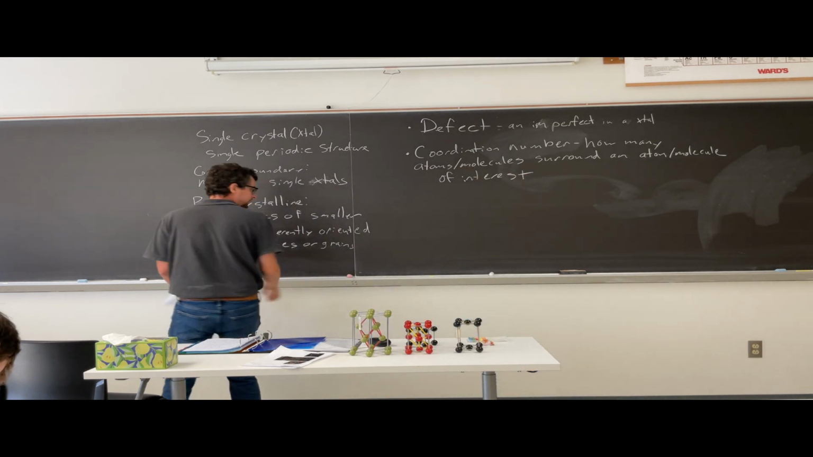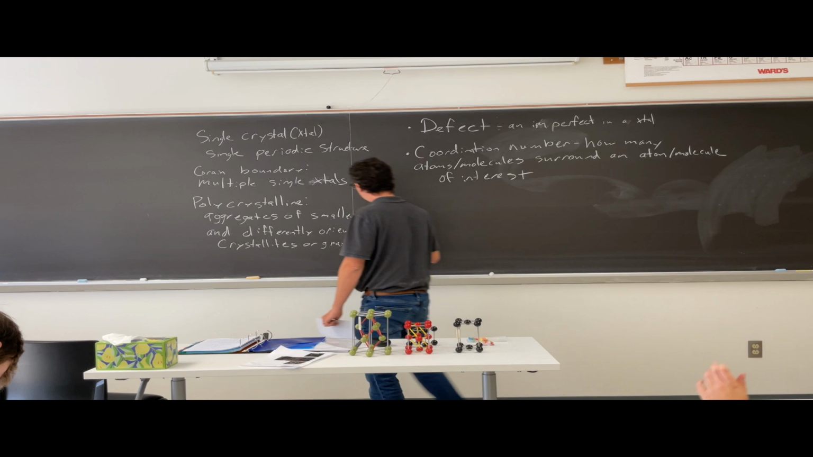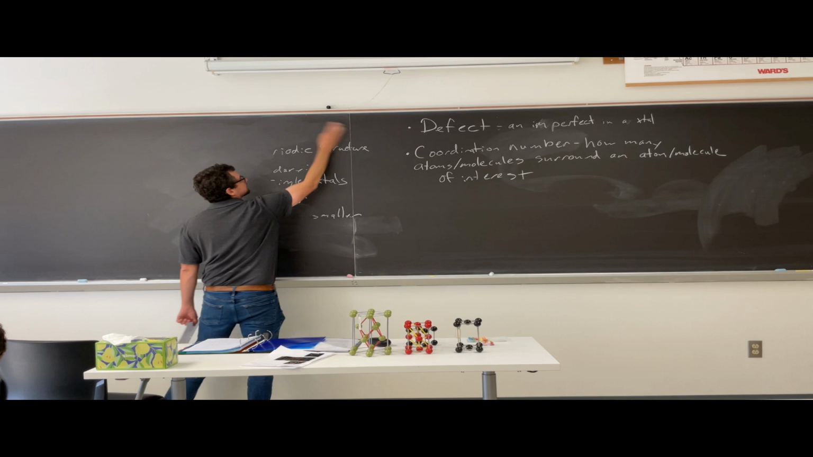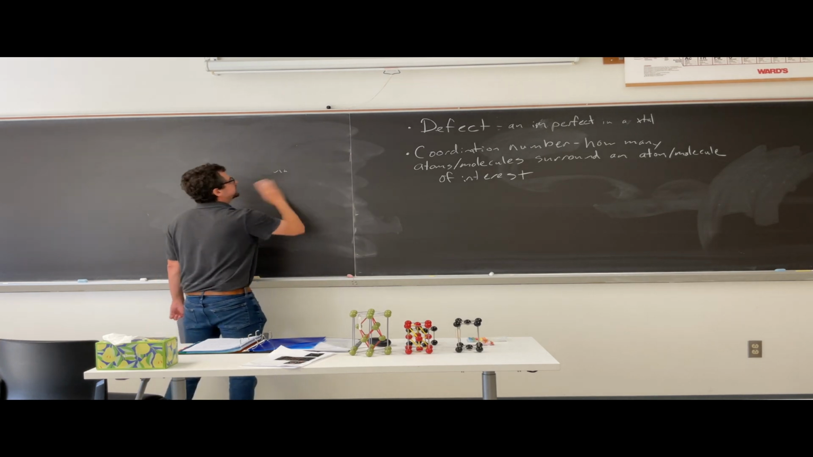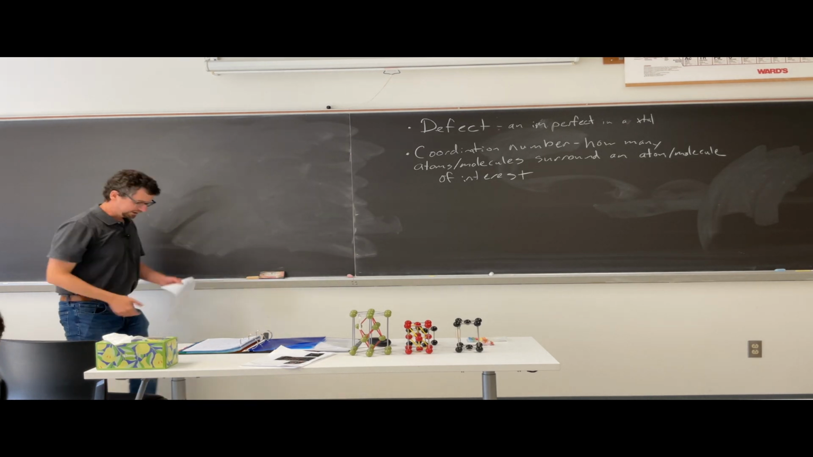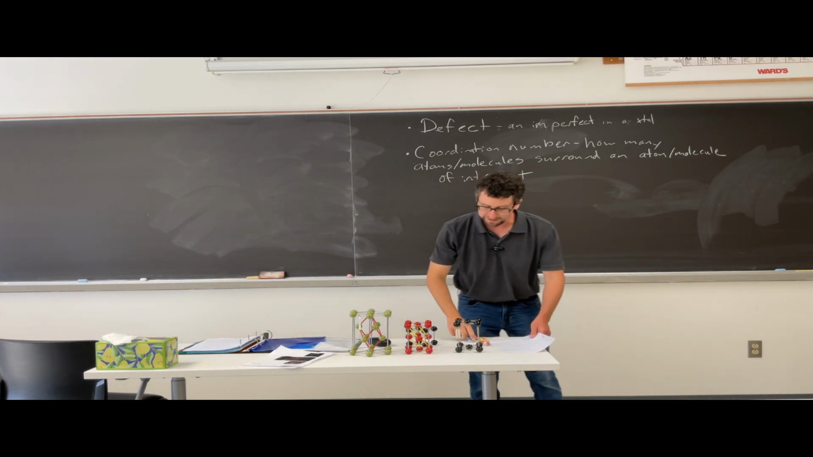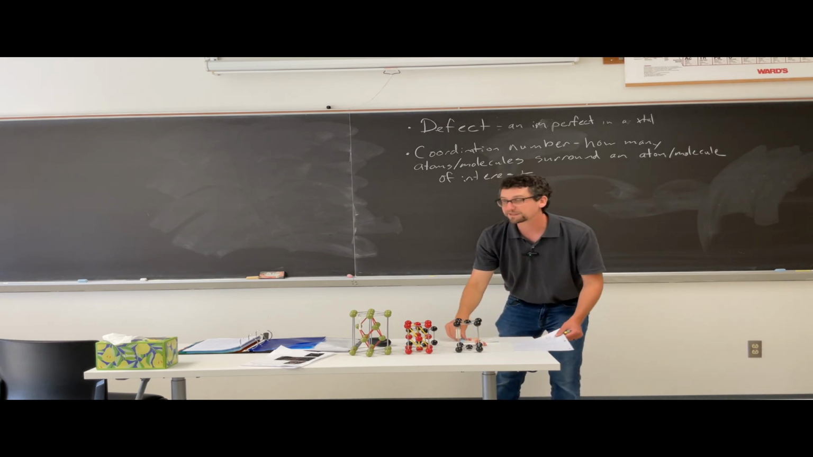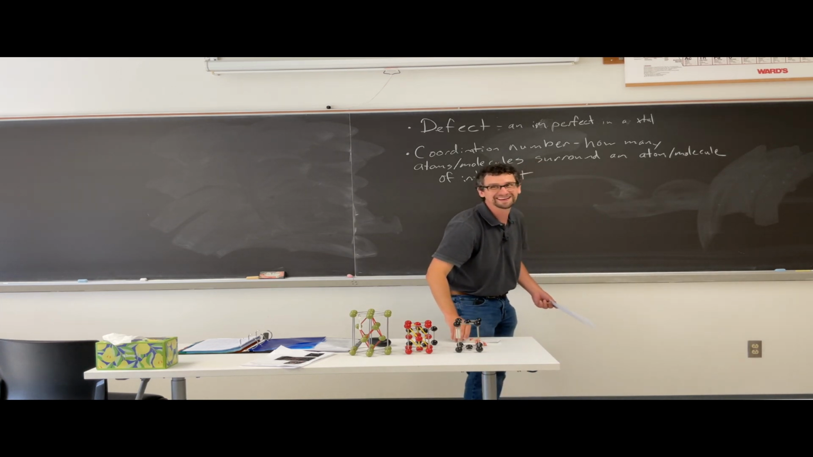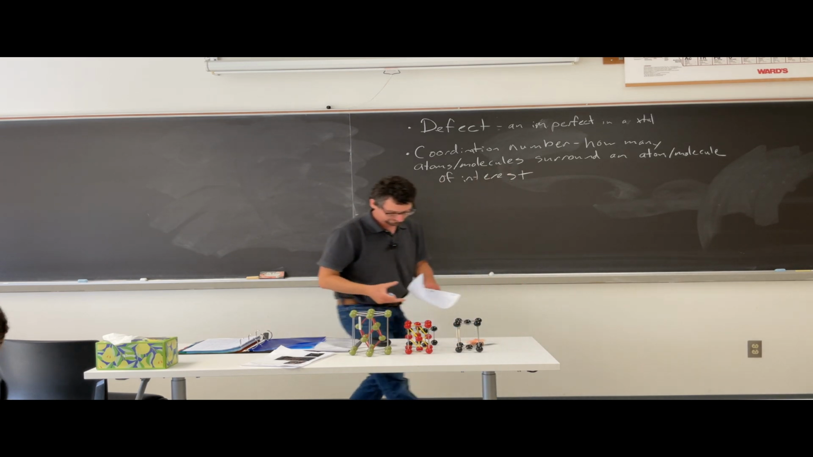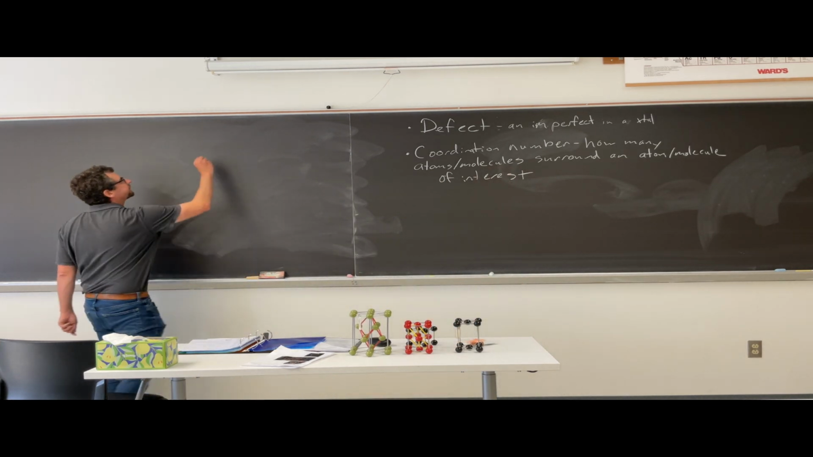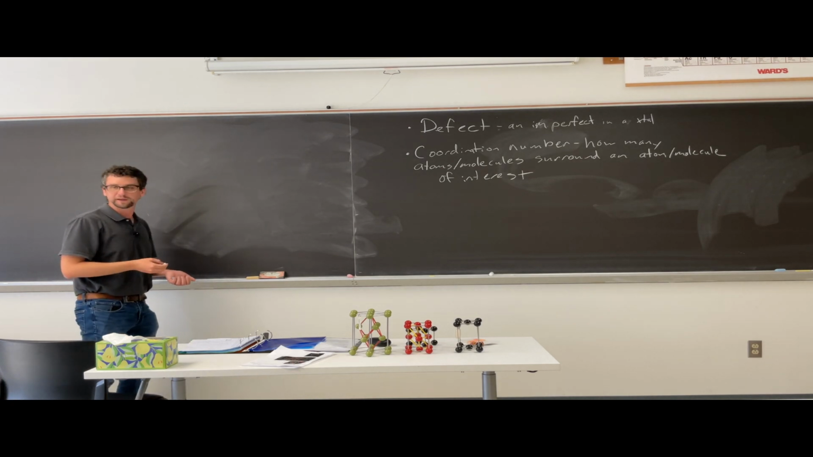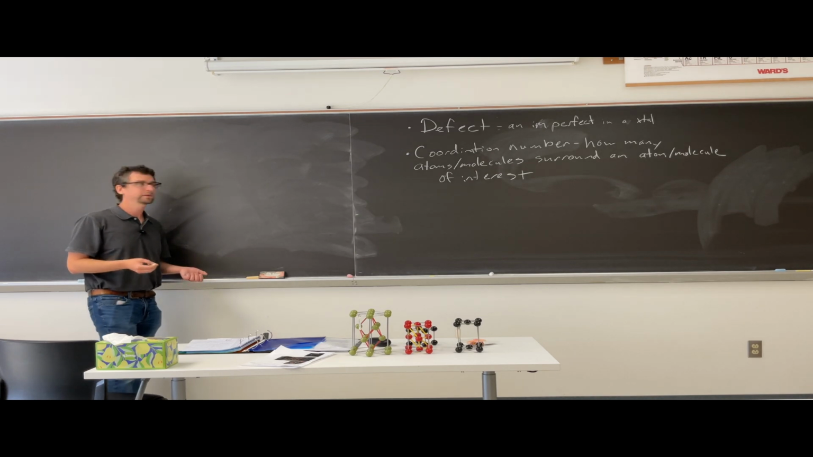Okay, so let's look at an example. We're going to try to draw out sodium chloride, or at least the unit cell of sodium chloride. I'm going to use a couple different colors, which you may not have. One thing I would highly suggest in this class is to bring colored pencils. It'll be colorful and nice. Okay, what color do we want the unit cell edges? White. Okay.